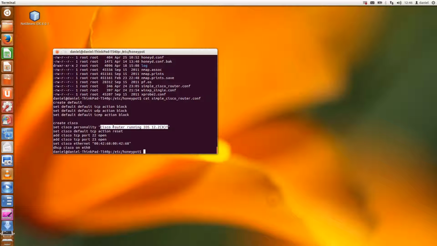So what I then did is I said, alright, my Cisco personality, the default TCP action would be to reset. So if it's not open, reset the connection, sending a RST packet back as part of the TCP handshake. But then I want port 22 to be open. So port 22, SSH. I can most probably look at stuff like Heartbleed or some OpenSSH vulnerabilities that have been implemented in Cisco, and then Telnet.